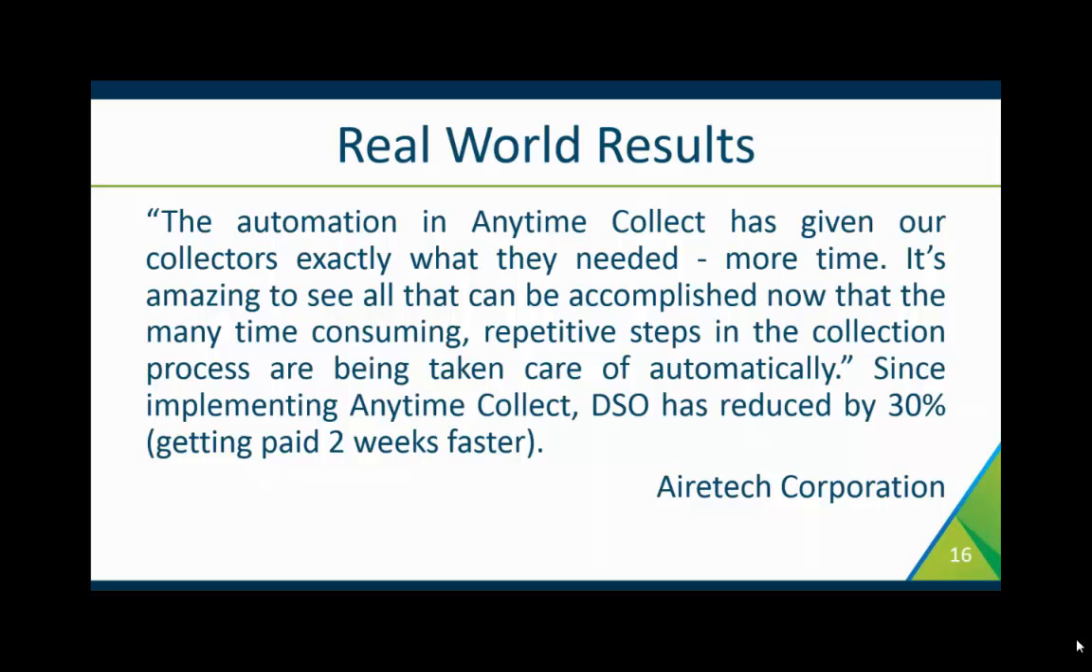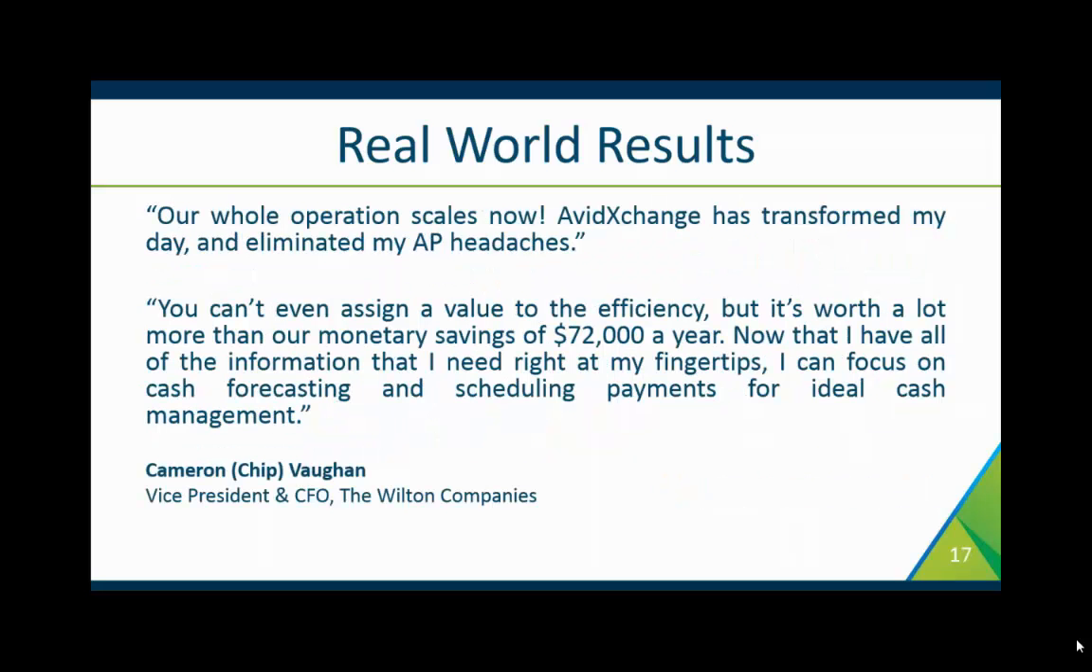Yeah, and I like that. Use technology where it's appropriate, and that's applicable on the AP side. From Chip Vaughn's perspective at the Wilton Companies, he actually equated it to a dollar amount. We're saving him about $72,000 a year, and part of that fiscal responsibility as you look at AR, AP solutions is somebody's going to ask you what the ROI is.